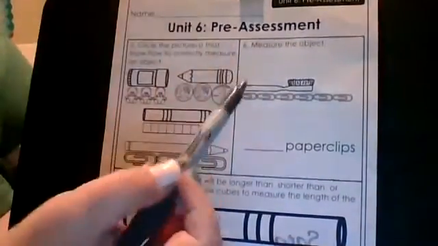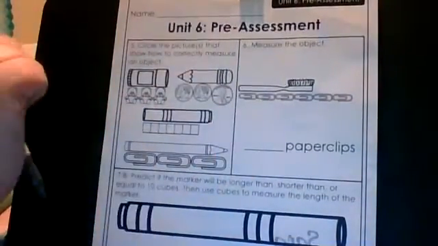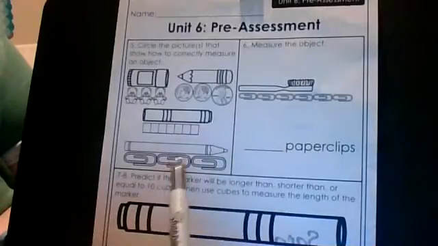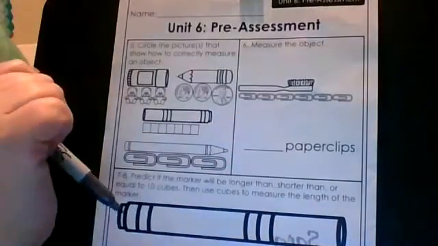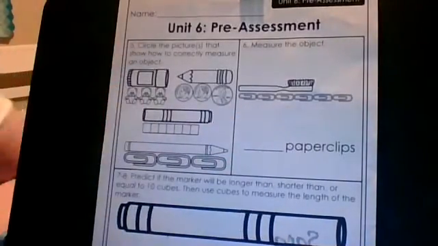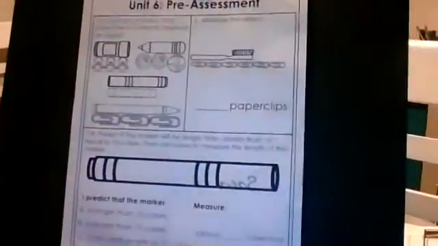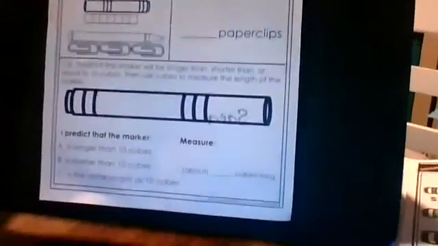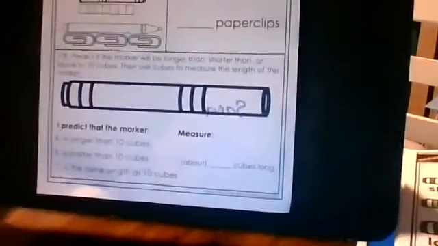Okay, number 6, measure the object. Blank paper clips. How many paper clips long is the toothbrush? Okay, I'm back up because number 7 and 8 are both here.